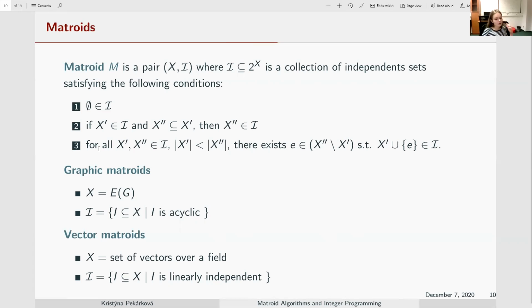So to make this more clear, I would like to mention two common examples of matroids, with the first being graphic matroids. We can define a matroid on a graph. As the ground set, we can take the set of all edges of the graph, and as the family of independent sets, we can take all the subsets of edges that are acyclic. Another example is the vector matroids, where as the ground set we can take a finite set of vectors over some field, and then the family of independent sets will consist of all sets of vectors that are linearly independent.